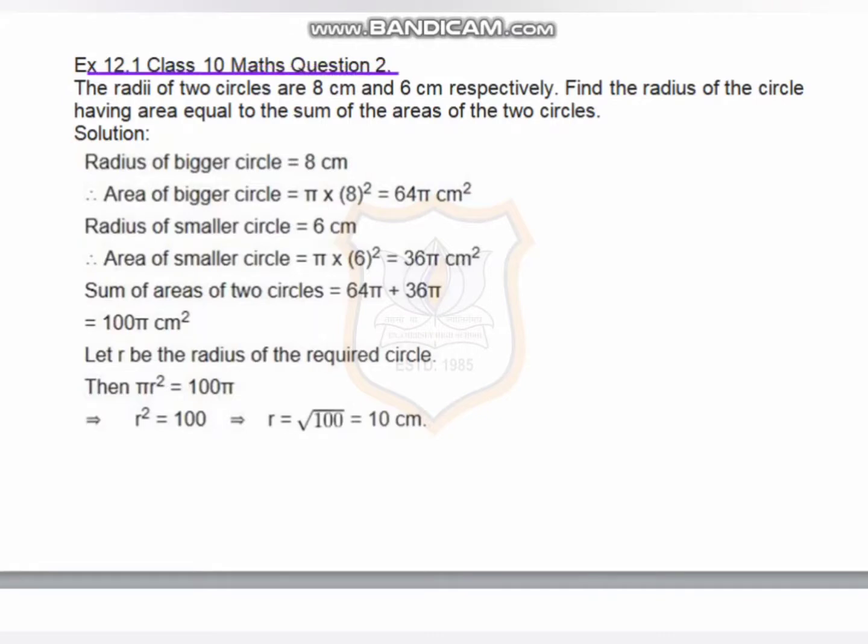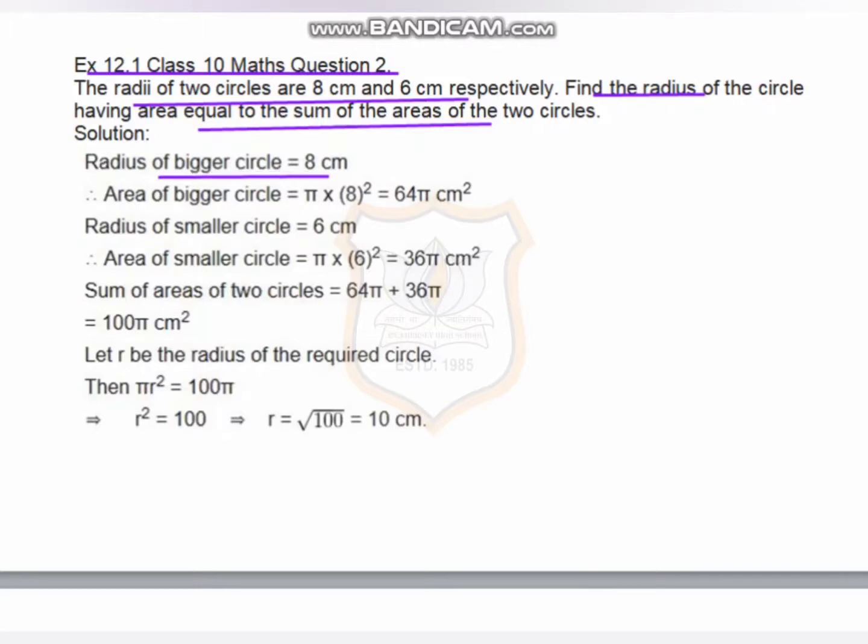Question number 2. The radius of two circles are 8 and 6 centimeter respectively. Find the radius of circle having area equal to the sum of the areas of two circles. Here we have to add the area for two circles, means pi r1 square plus pi r2 square is equal to pi r3 square.